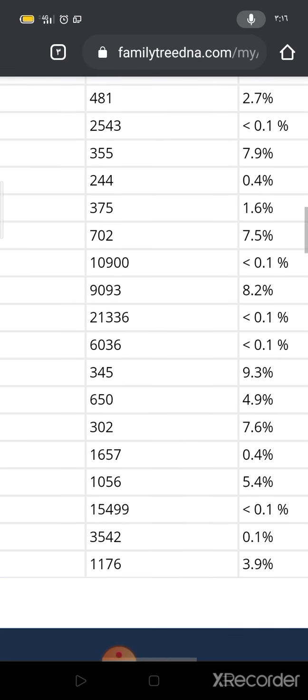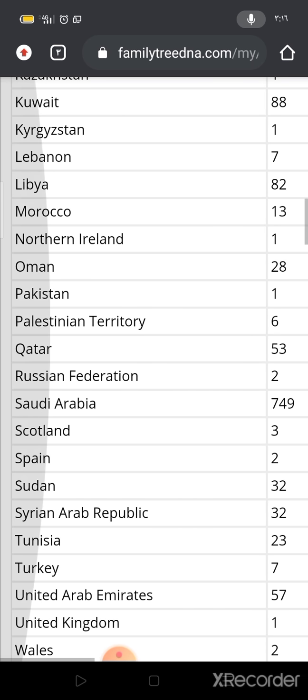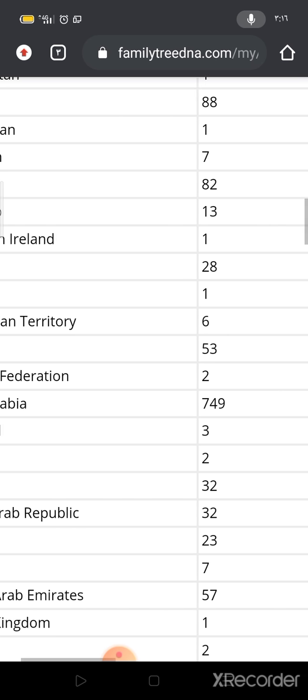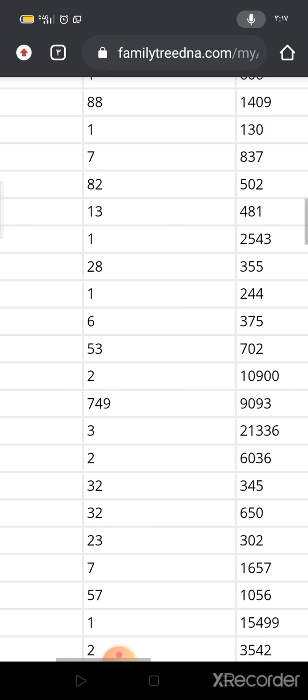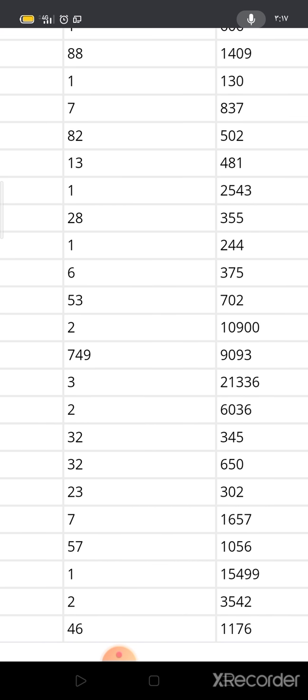Also, you have 7.9%. This is Oman, 28 matches from 355. So if you want to know the total of the people who are matching with you, either genetic distance 0 or genetic distance 1, you can add these numbers because these are different people from the previous table.